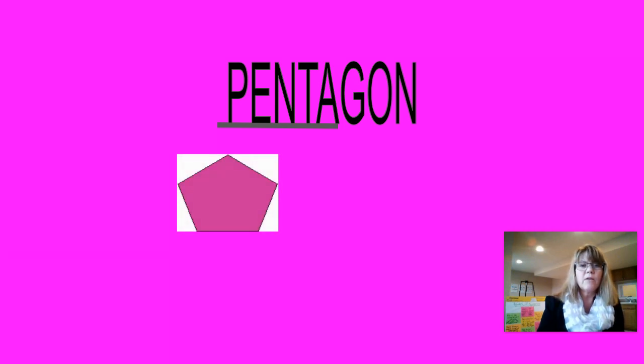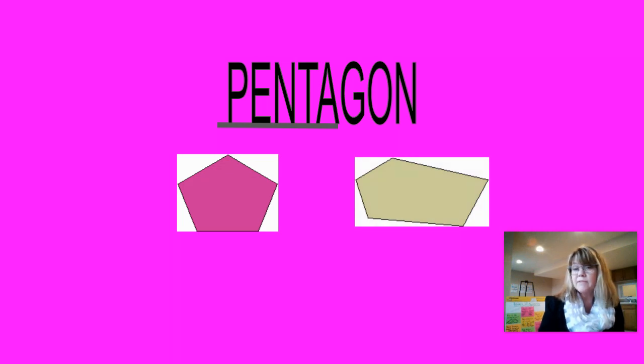So this is a regular pentagon. It means that all the sides are about the same size, and it looks pretty proportionate. This one has 5 sides. It's still a pentagon, but it's called an irregular one because clearly the sides aren't even close to the same all the way around. Some might be similar.